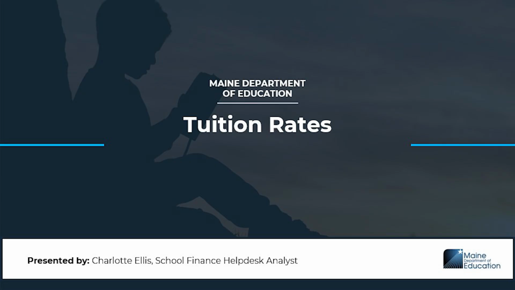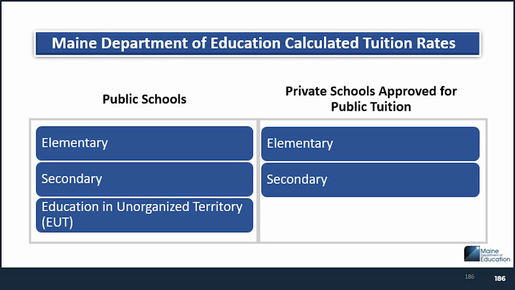Tuition rates. So we were asked to talk a little bit about tuition rates for SAUs that send their kids out and for SAUs that accept students. We calculate 5 different rates. We calculate 3 rates for public schools and 2 rates for private schools.